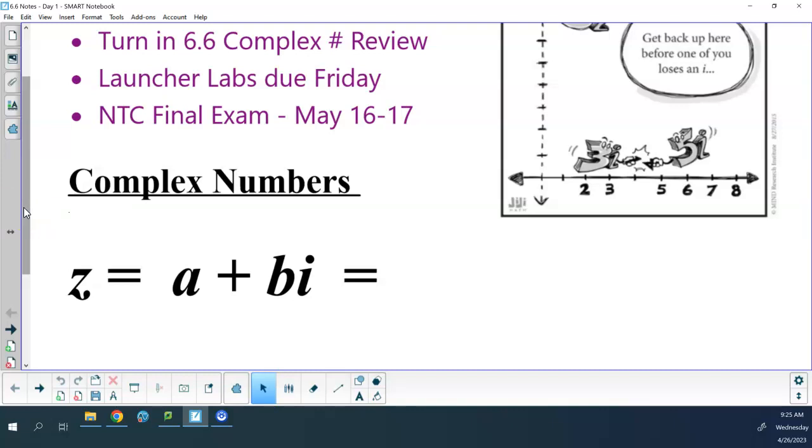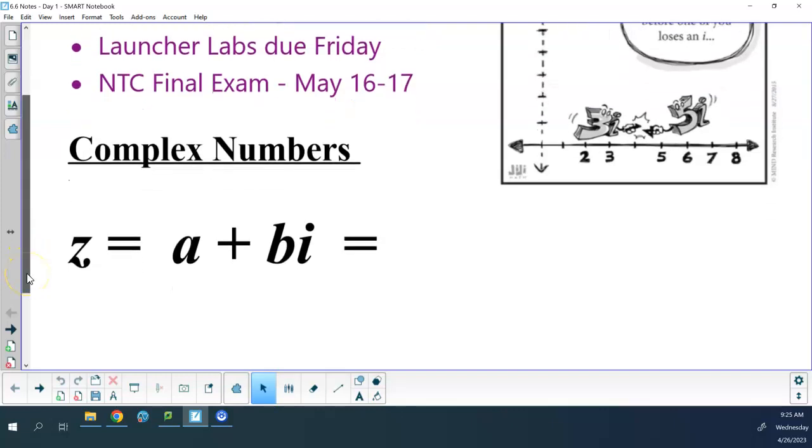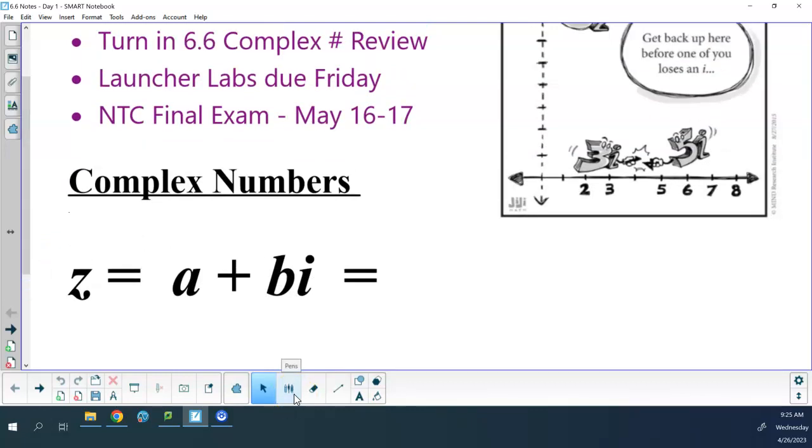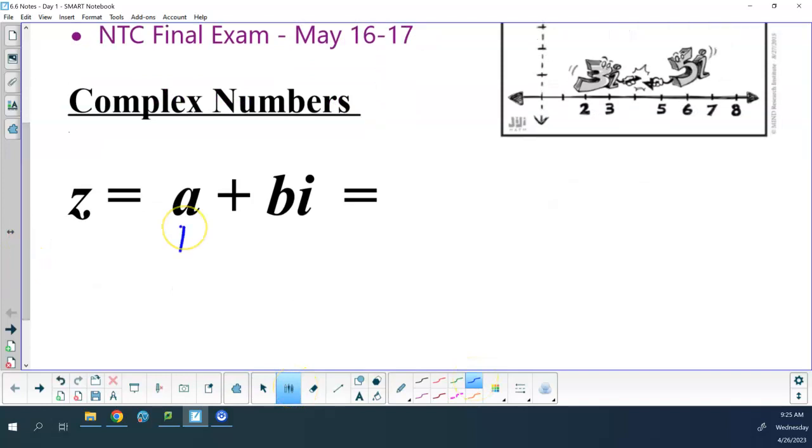and then polar numbers is going to be the next one. They kind of run together. So a complex number is made up of a number with 2 parts. The 2 parts are, you've got the real part, and you've got the imaginary part.